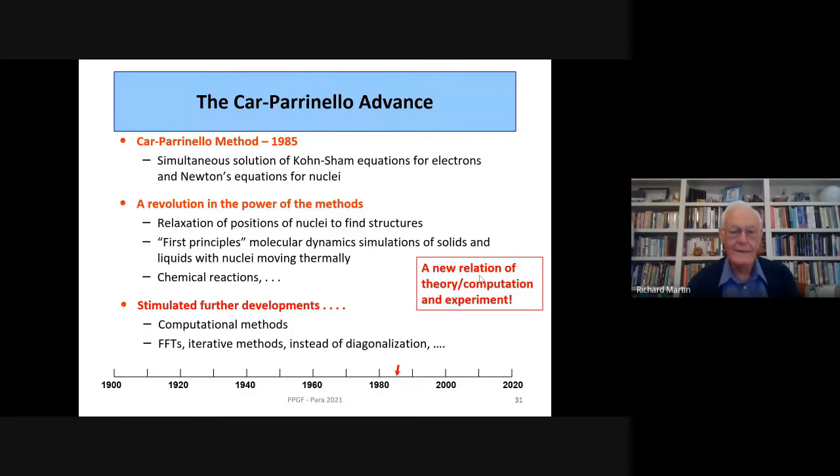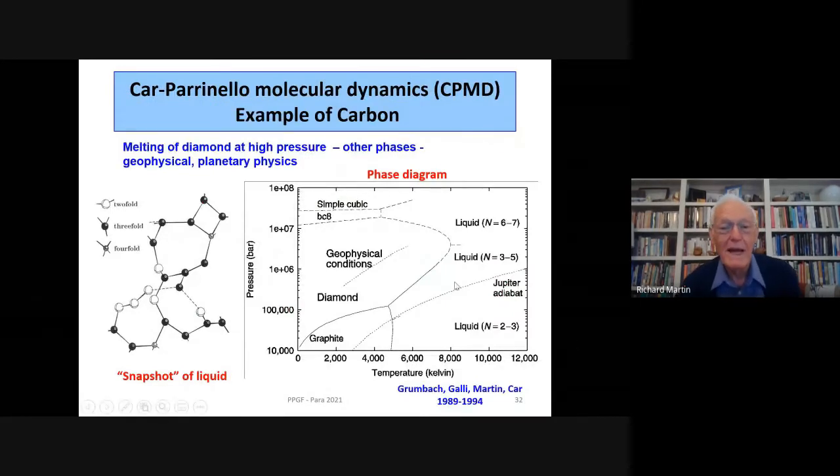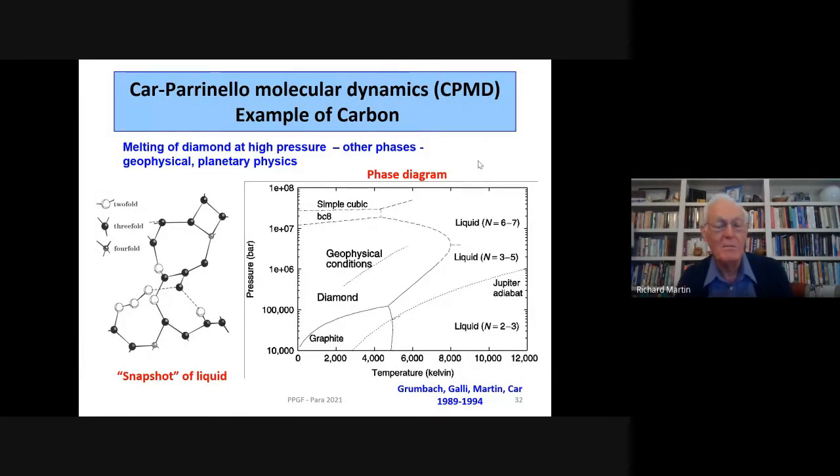I see that I'm using a little too much time, so I'll go just a little faster. Here's something I was involved in. In 1989, Giulio Galli, who had worked with Car and Parrinello on molecular dynamics, came to the University of Illinois, where we had the biggest computers available to any university in the world, and we did calculations for carbon in the liquid state at very high temperatures and pressures.